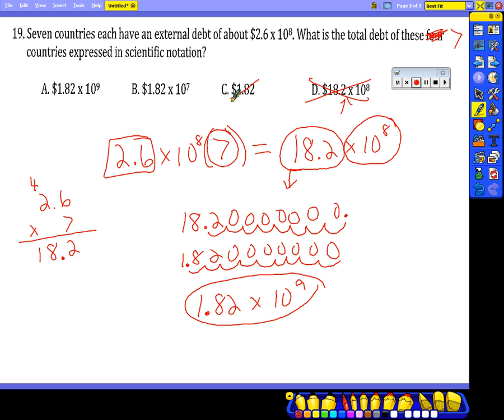So let's see, that's not it. That's not it. Here it is. Option A. So be on the lookout. Be careful with this right here. That is not correct scientific notation form.